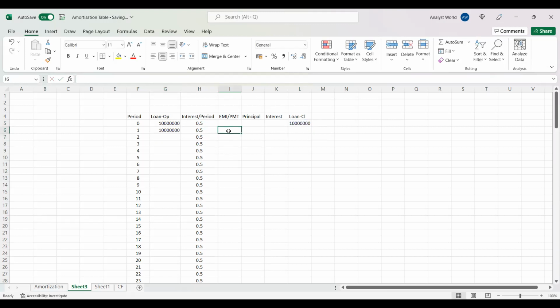Now let us see EMI. How do we calculate the PMT? Let's say we say PMT. When I say PMT, what is the thing that we have to understand? We have to put in the rate. So we put in the rate as 0.5. And how many number of periods are there? 120, right?